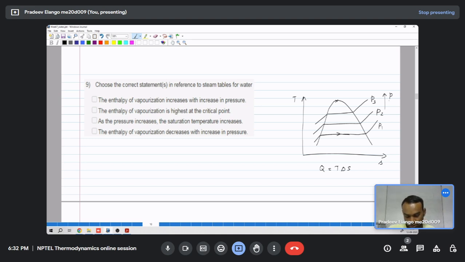So the enthalpy of vaporization increases with increase in pressure. As we increase the pressure, the enthalpy of vaporization actually decreases, so this is not right. The enthalpy of vaporization is highest at critical point. Actually it is 0 at critical point, so this is also wrong. As pressure increases, the saturation temperature increases. So that is right, as pressure goes up, the saturation temperature also keeps increasing. The enthalpy of vaporization decreases with increase in pressure. This is true.